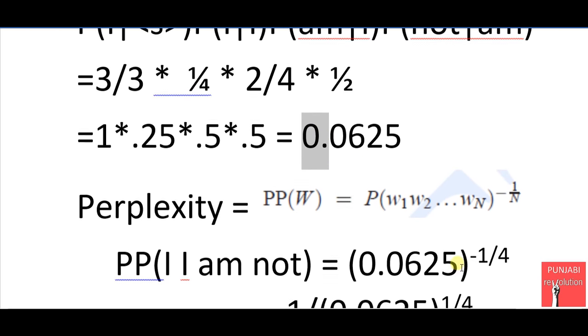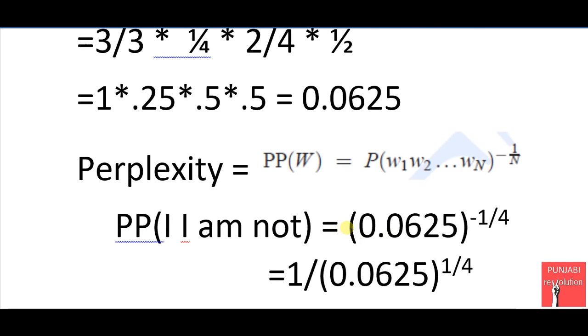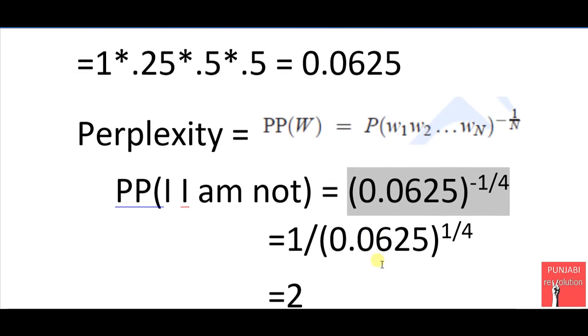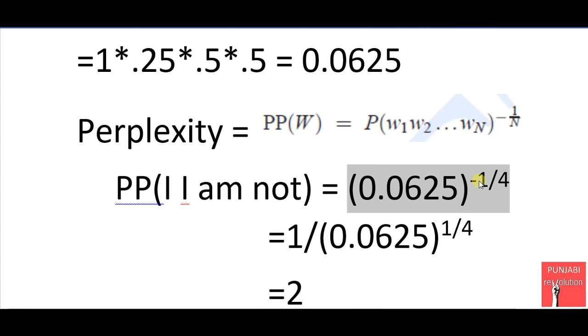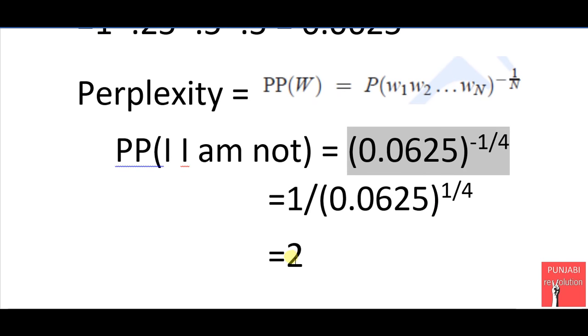0.0625 raised to the power minus 1 over 4. Why did we write 4 here? Because it has 4 words: 1, 2, 3, 4. So by computing this value, because the power is negative, we take it as 1 over 0.0625 raised to the power 1 over 4, and the answer is 2. So 2 is the perplexity.